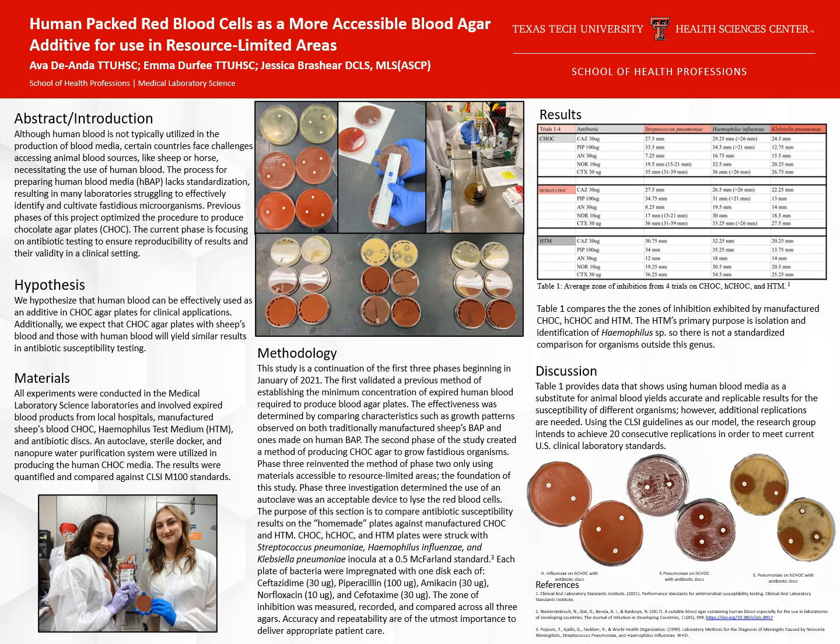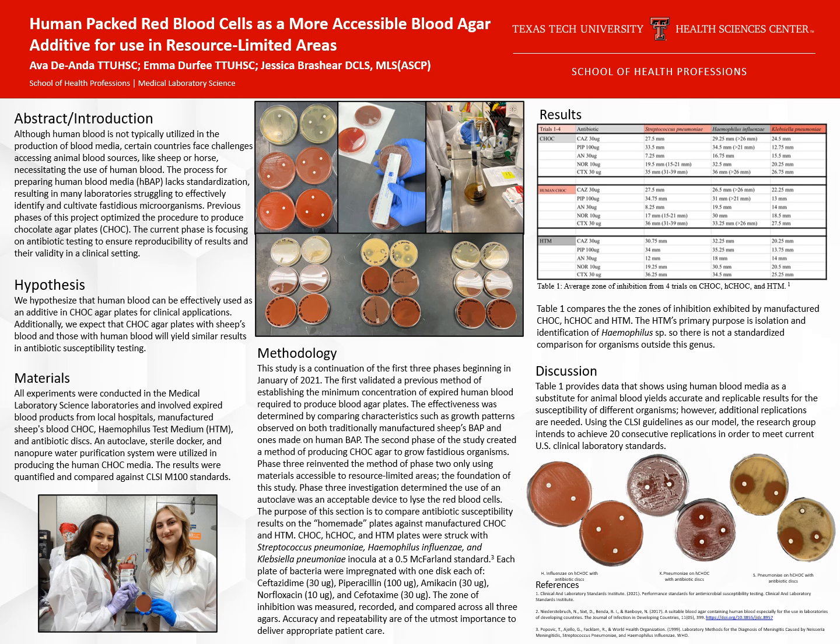The title of our study is Human-Packed Red Blood Cells as a More Accessible Blood Agar Additive for Use in Resource-Limited Areas. Human blood is not commonly used in the production of blood media, which traditionally relies on animal sources such as sheep or horse blood. However, in some countries, access to animal blood can be limited, making human blood a potential alternative.